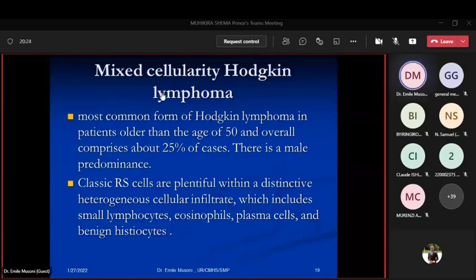Mixed cellularity Hodgkin lymphoma is the most common form of Hodgkin lymphoma in patients older than 50 years. It overall comprises 25% of cases. There is a male predominance. This one, I don't know why.